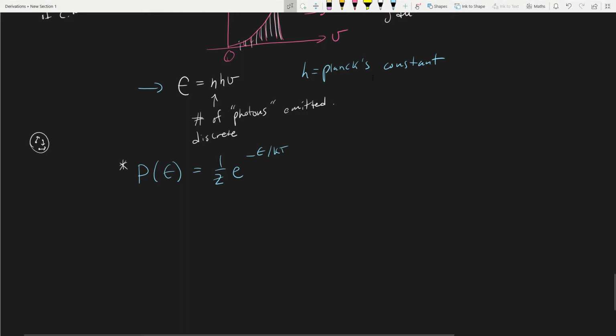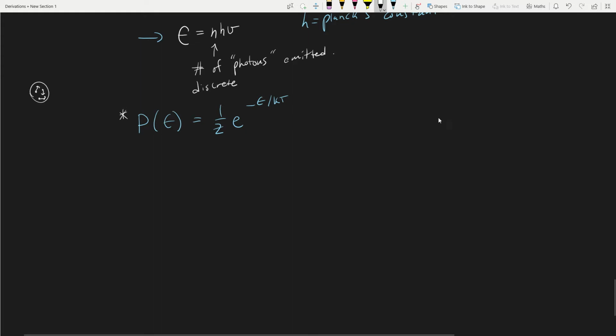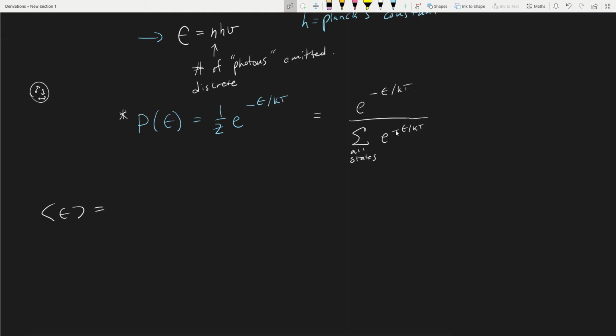So it's incredible that this equation still holds. So we take this and we work it out in the discrete case for the first time. So this is going to be e to the negative epsilon over kT. And then to normalize this, we sum over all states of the system, e to the negative epsilon over kT. And the average energy is going to be the sum over all states of the probability and the energy function. And we've discussed this before, and the rationale behind this.